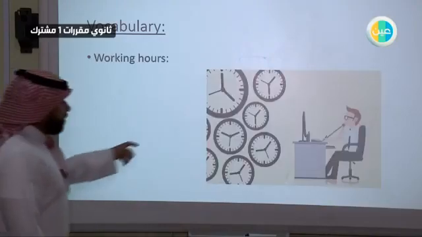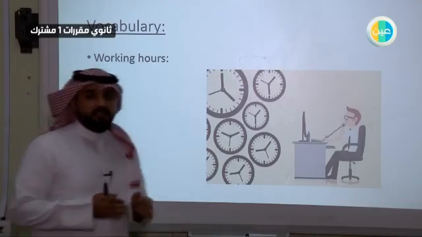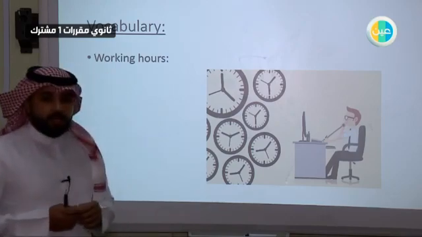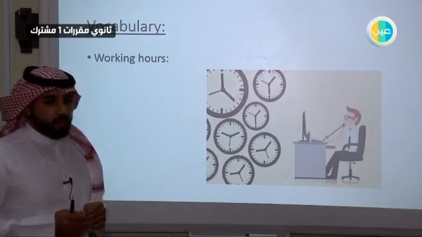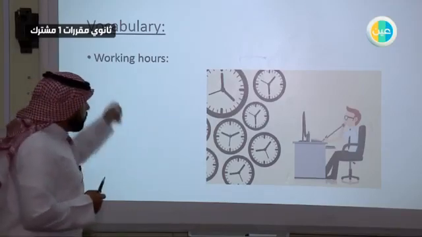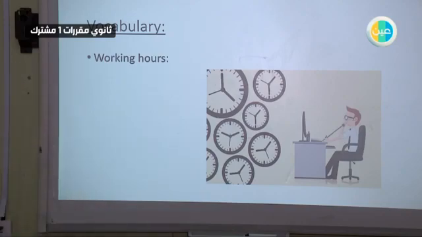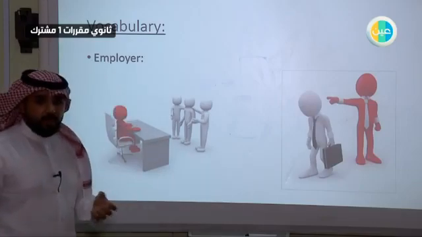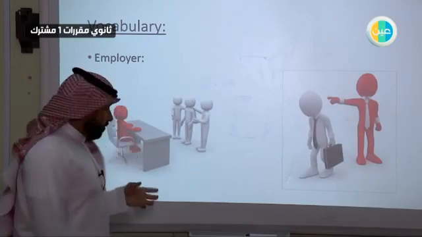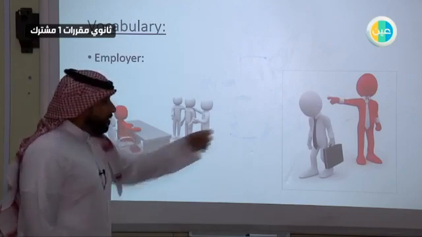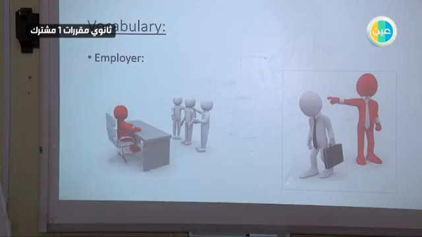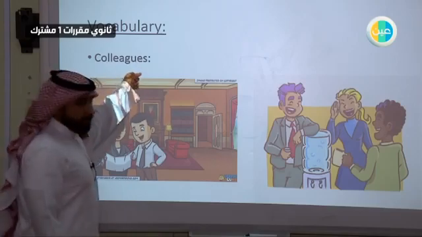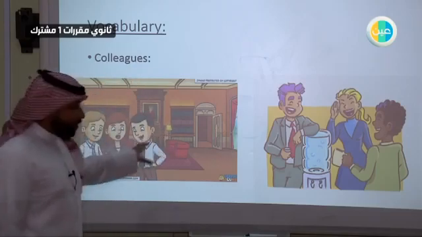Working hours. It talks about the length of time. For example, if you have a part-time job, that means you go to the job for about 4 hours. But if you have a full-time job, sometimes it will be about 8 hours. So this is the meaning of working hours. Employer. Employer refers to the organization or the owner of the business. So he is your boss or your manager. Colleagues refers to the people who work with you.